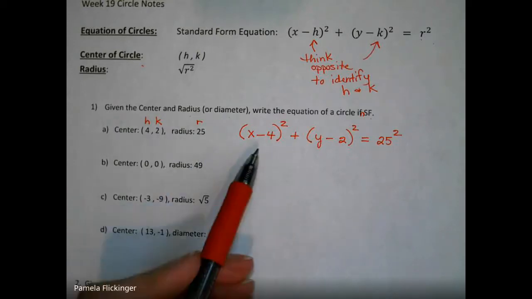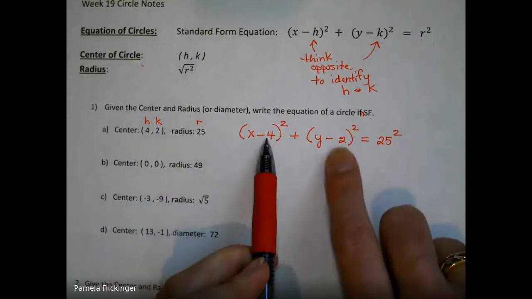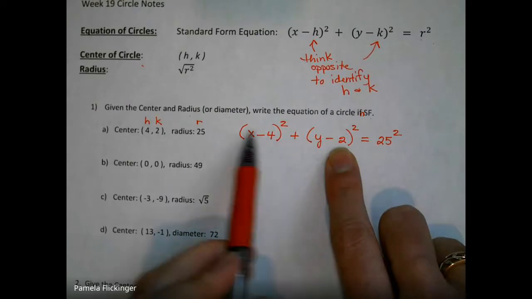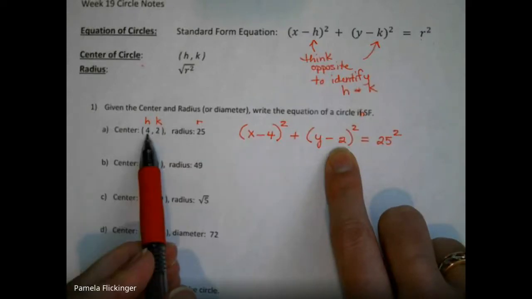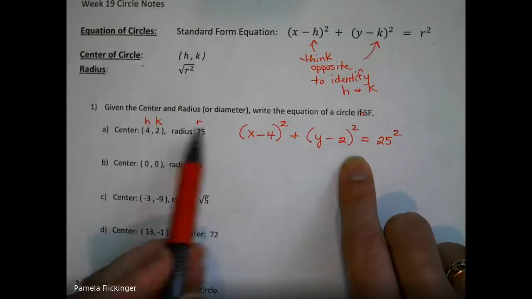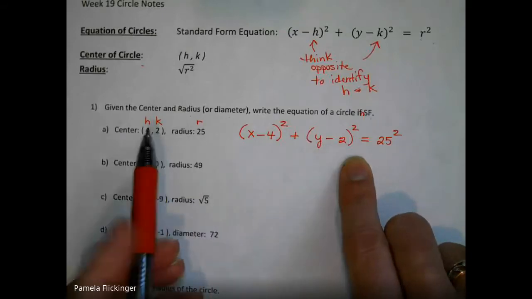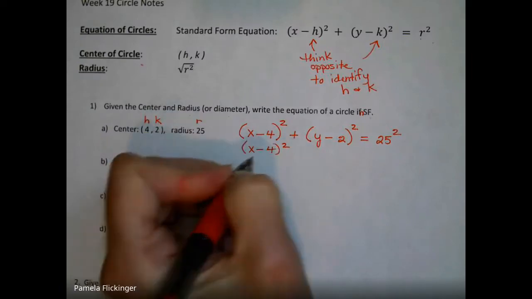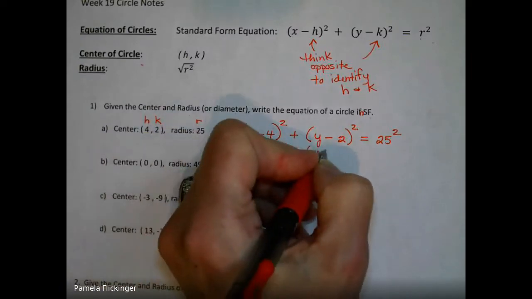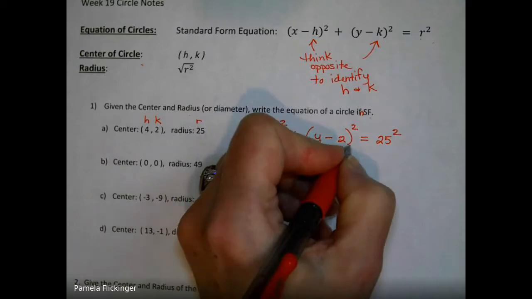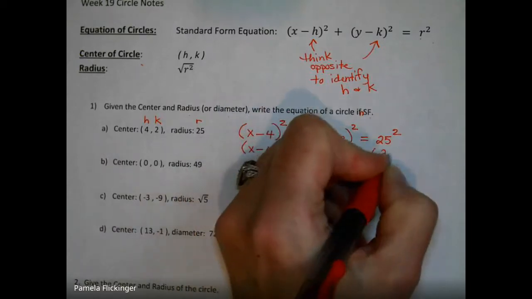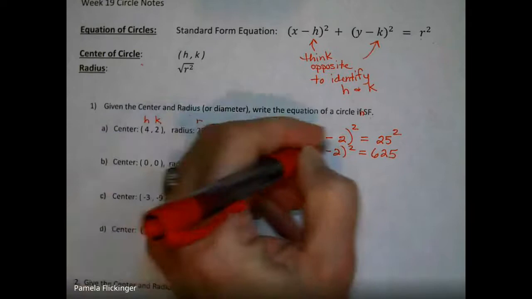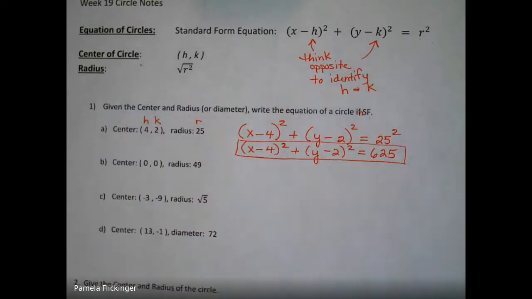But I just want to point out, when I look at this, just to reverse it, if I see -4, my h really should have been a +4. If I see a -2, my k should have been a +2. The way you're going to leave it is the quantity x minus 4 squared plus the quantity y minus 2 squared equals, and then you're going to actually square that. So this is what you will give me. Don't ever leave me the r squared like that without multiplying it out.